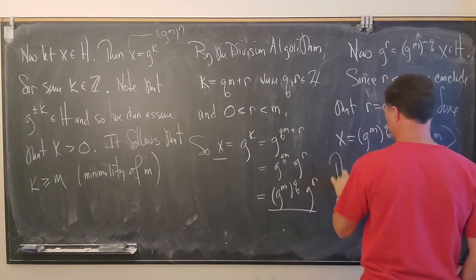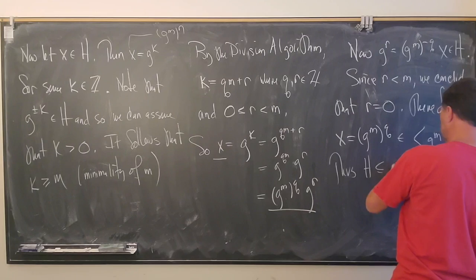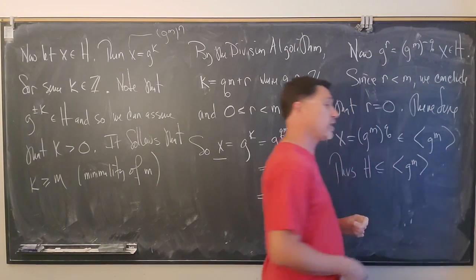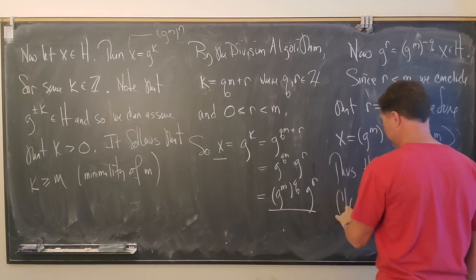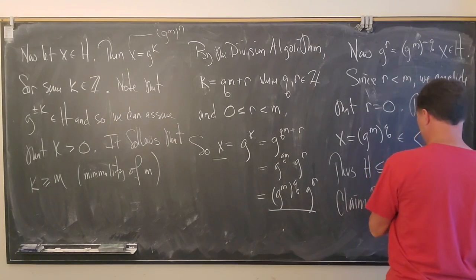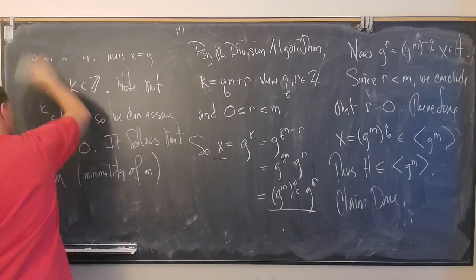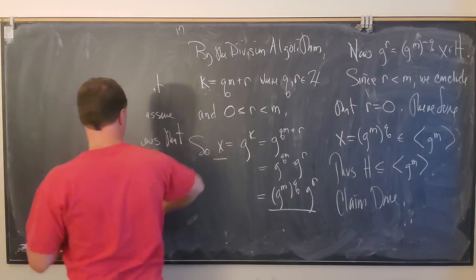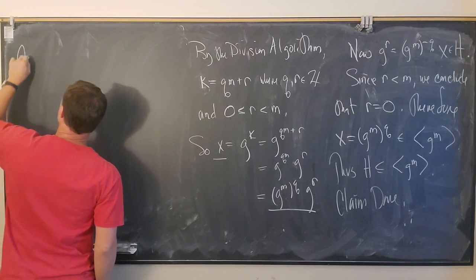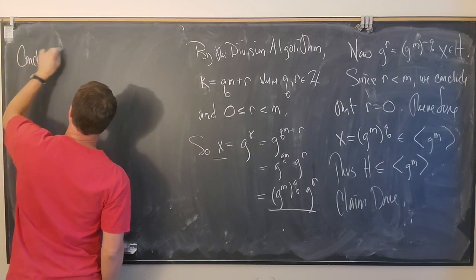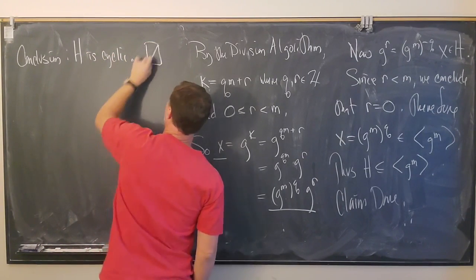Thus, what does that tell us? That shows that H is a subset of the cyclic subgroup generated by g to the m. So that finishes the proof of the claim, right? So we can say claim done. And that's really all we needed to finish the proof. So now we have shown that H is equal to the subgroup generated by g to the m. All right, so our conclusion: H is cyclic, right? And that is the proof.